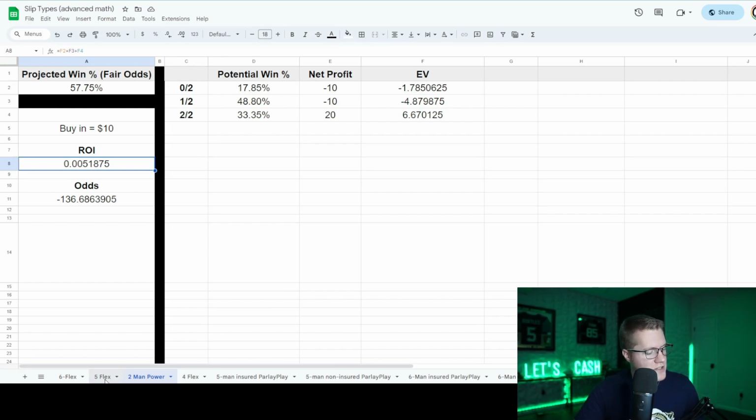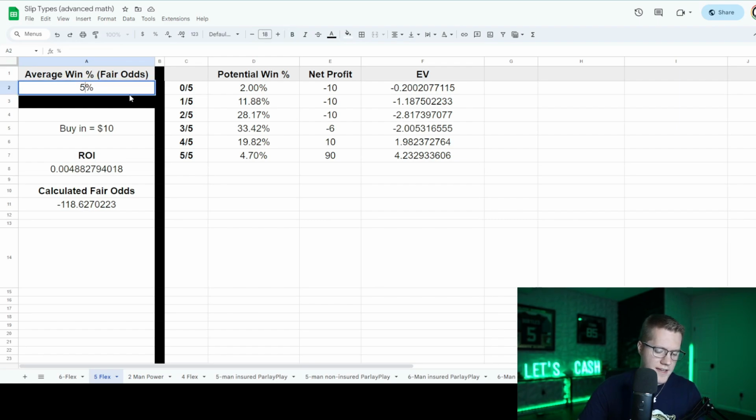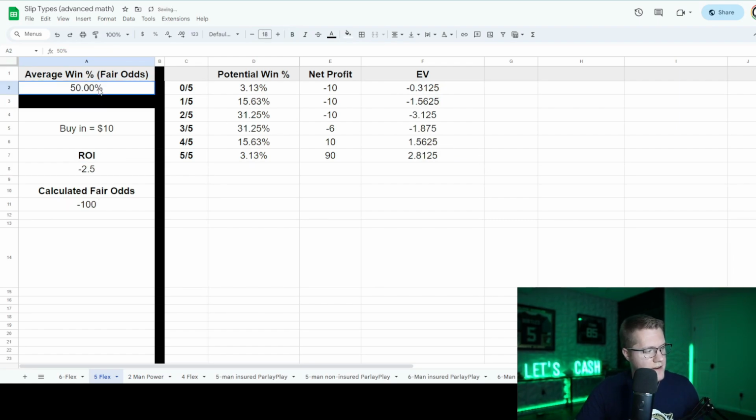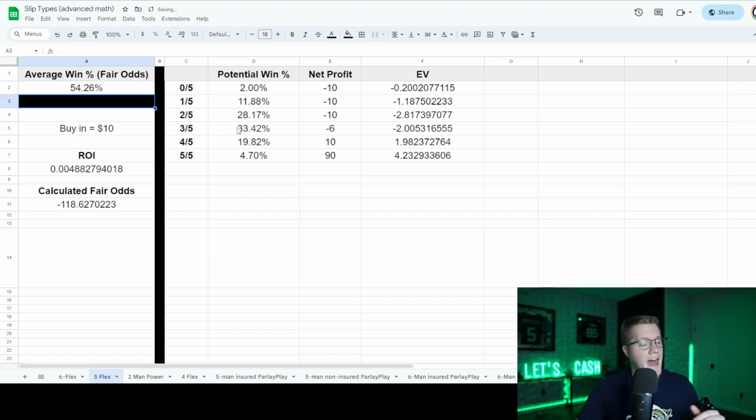But if we switch this over to a 5 flex and we only hit at a 50% hit rate, we're not breaking even there as well. What about 52%? How about 54%? Not quite there. How about 54.26%? As you can see here, the EV is a lot better, and overall, you allow for more room for error if you select a 5-man flex slip as opposed to a 2-man power, because you only have to hit each individual leg at a 54.26% hit rate as opposed to 57.75%.